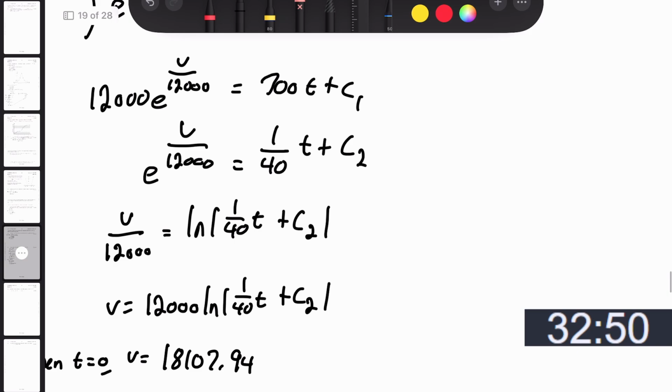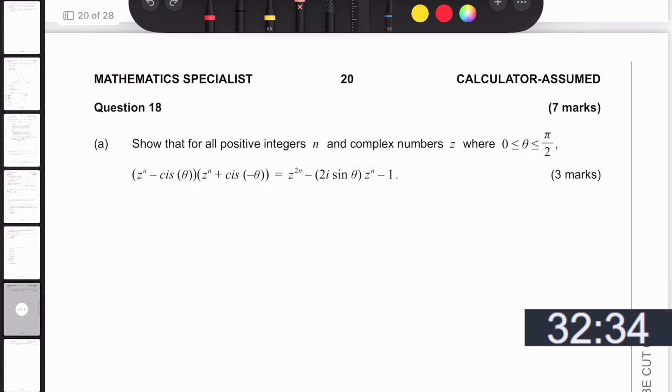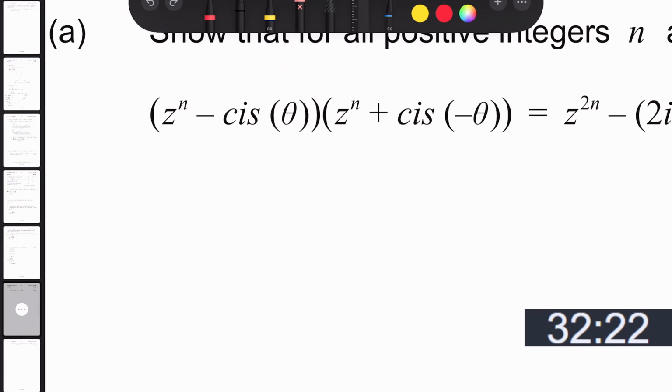So when you ln this, you have to ln the full thing. Okay, I'm just going to do that. So show for all positive integers n and complex number z, well that is that. And this becomes, so Zn, let's just expand everything and then we'll probably get what we want.